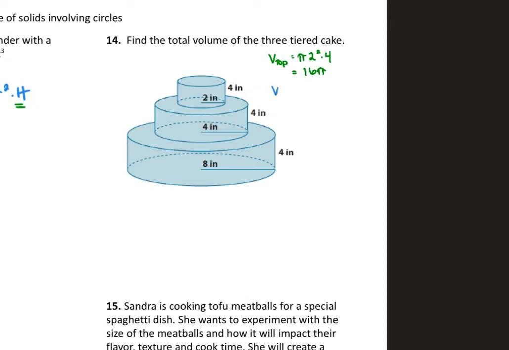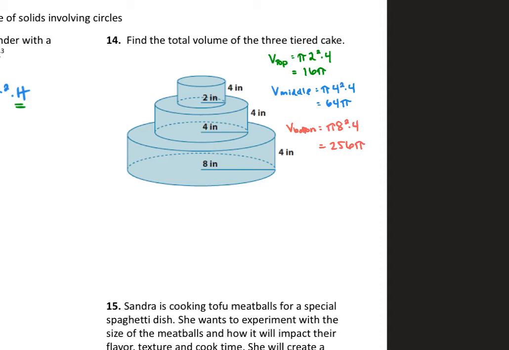Then I'm going to find the volume of the middle, which is pi times 4 squared times 4, which is 64 pi. And then finally the bottom shape is pi times 8 squared times 4. So 8 squared is 64, 64 times 4 is 256 pi.